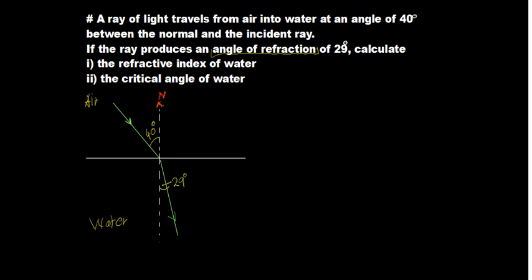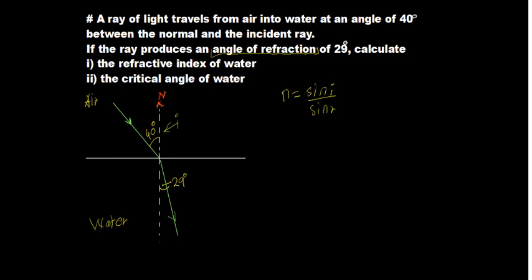Okay, so now we go to answering the questions. The first question says we need to find the refractive index of water. So from Snell's law, we know that n is equal to sine i divided by sine r. The i here is this one that we have.